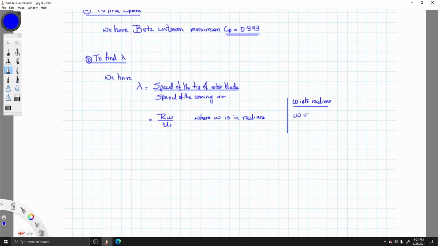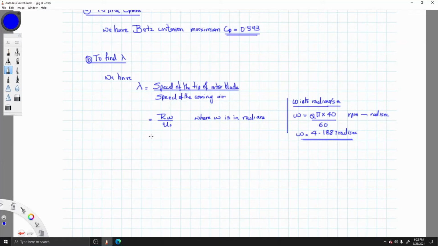Which is equal to omega equal to 2 pi into 40 rpm divided by 60, since it has to be radians per second. So omega equal to 4.1887 radians per second. So we have to convert omega from rpm to radians per second. Not just radians, it's converted into radians per second. That's why you have to divide it by 60. Per minute has to be converted into seconds.